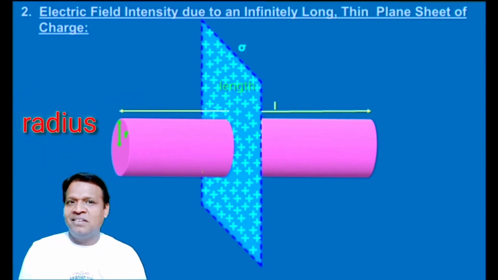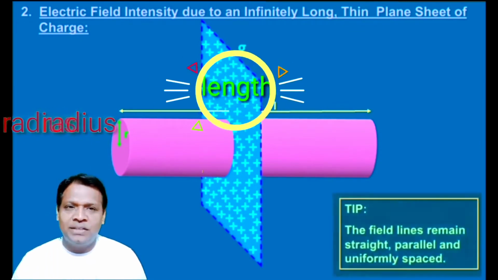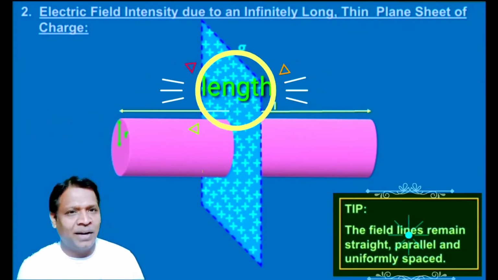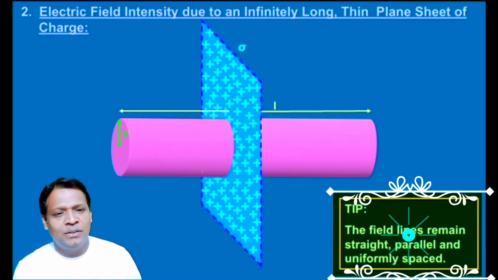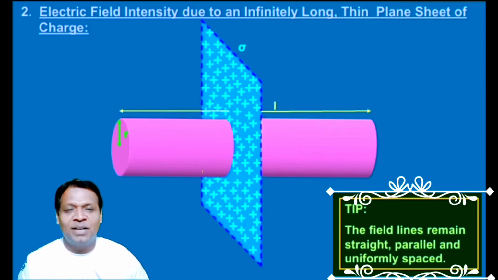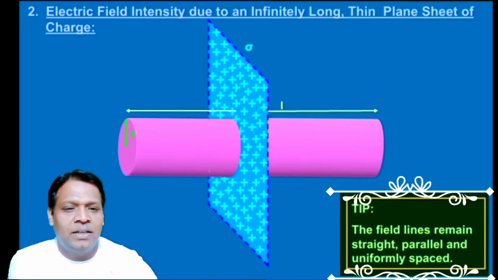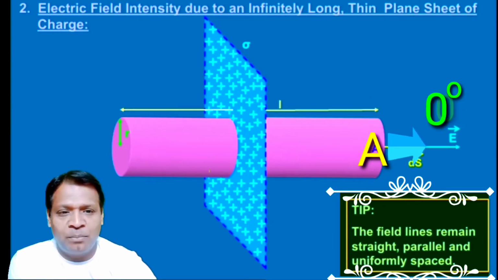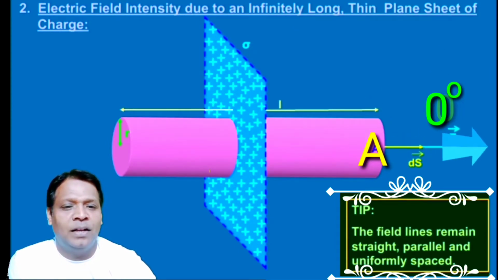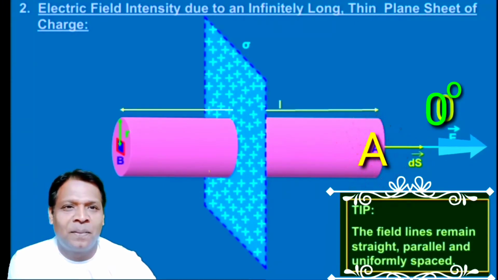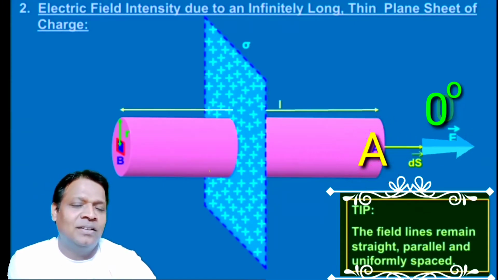One point should be noted here. The field lines due to this charged sheet will be parallel, straight and uniformly spaced. So that is the key point. We will have to remember this key point. There is a point A on the flat part of the cylinder and ds is the area vector at that point, and it is parallel to the direction of the field.